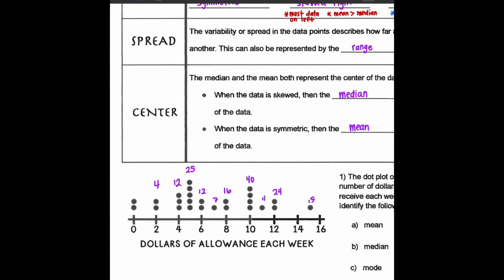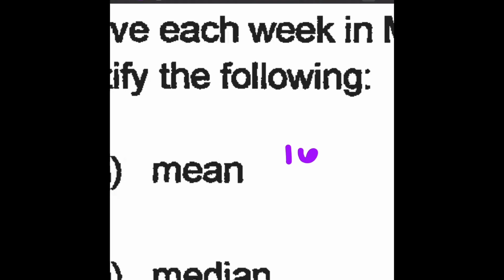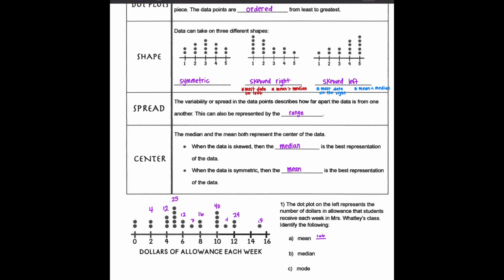Okay, so now that I've gone through each column, I'm going to add this in my calculator. When I add up 4 plus 12 plus 25 plus 12 plus 7 plus 16 plus 40 plus 11 plus 24 plus 15, and I put that in my calculator and add it up, I get 166. So now I'm going to divide 166 by the number of data points.